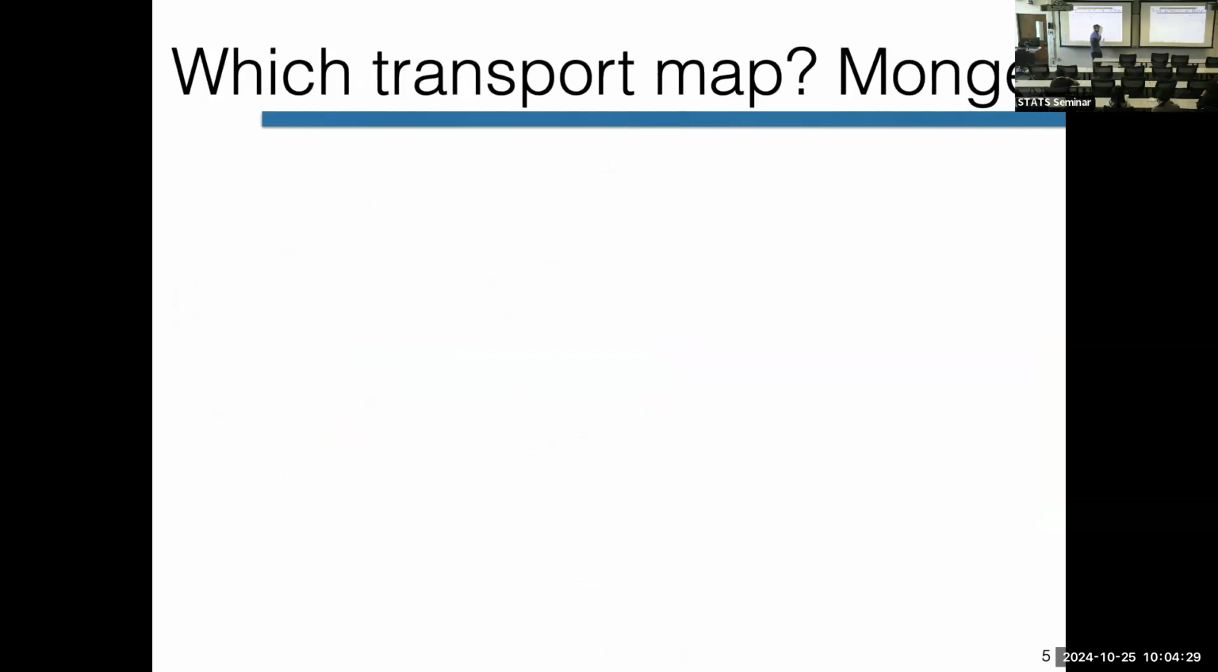Okay. So now you can say, which transport map do I really want? The history of this question goes back to the 1700s. It was first roughly asked in this form by Gaspard.